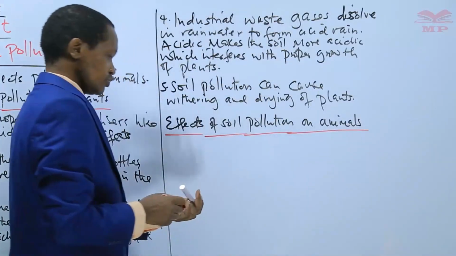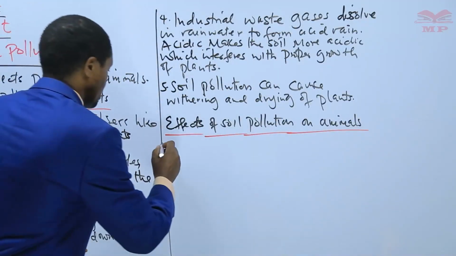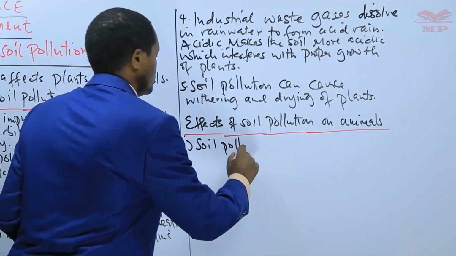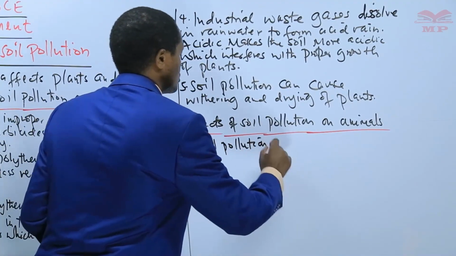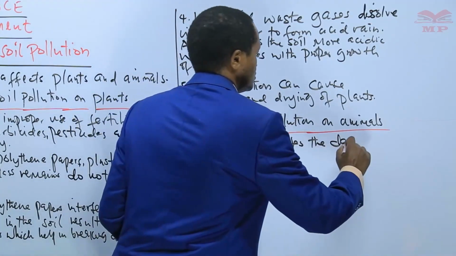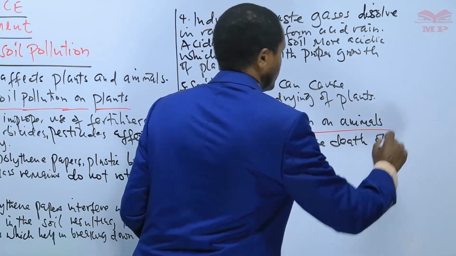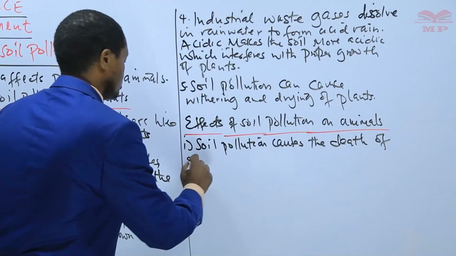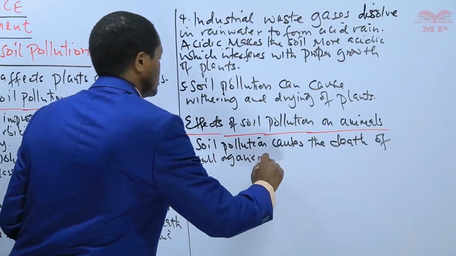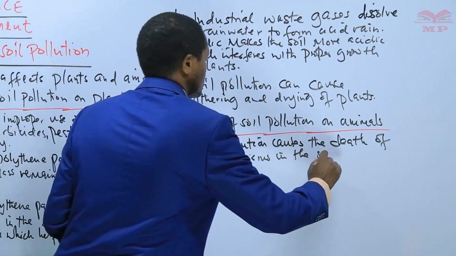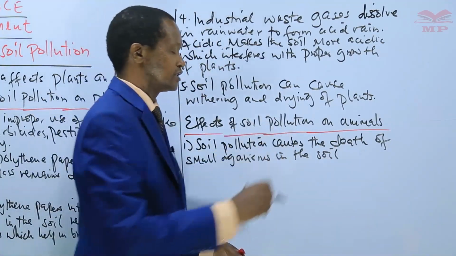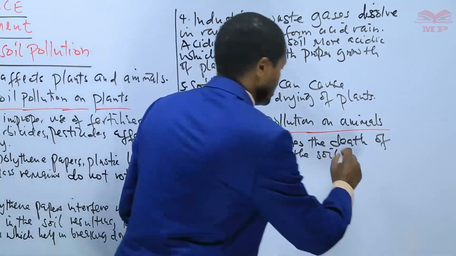Effects of soil pollution on animals. Number one, soil pollution causes the death of small organisms in the soil. Small organisms like the earthworms, the bacteria, the millipedes.